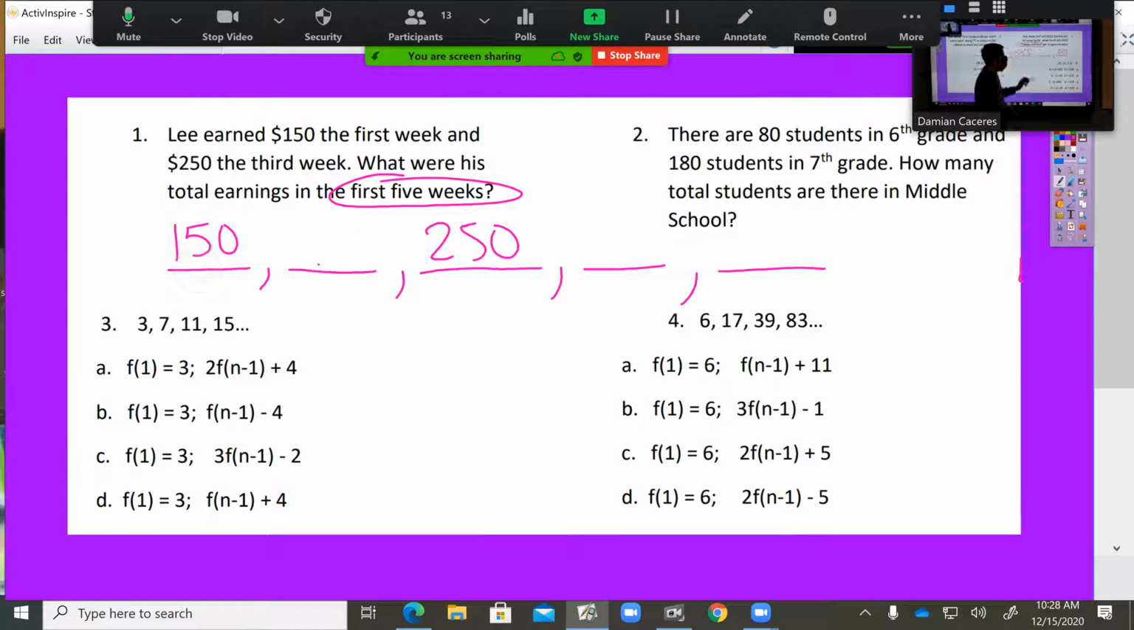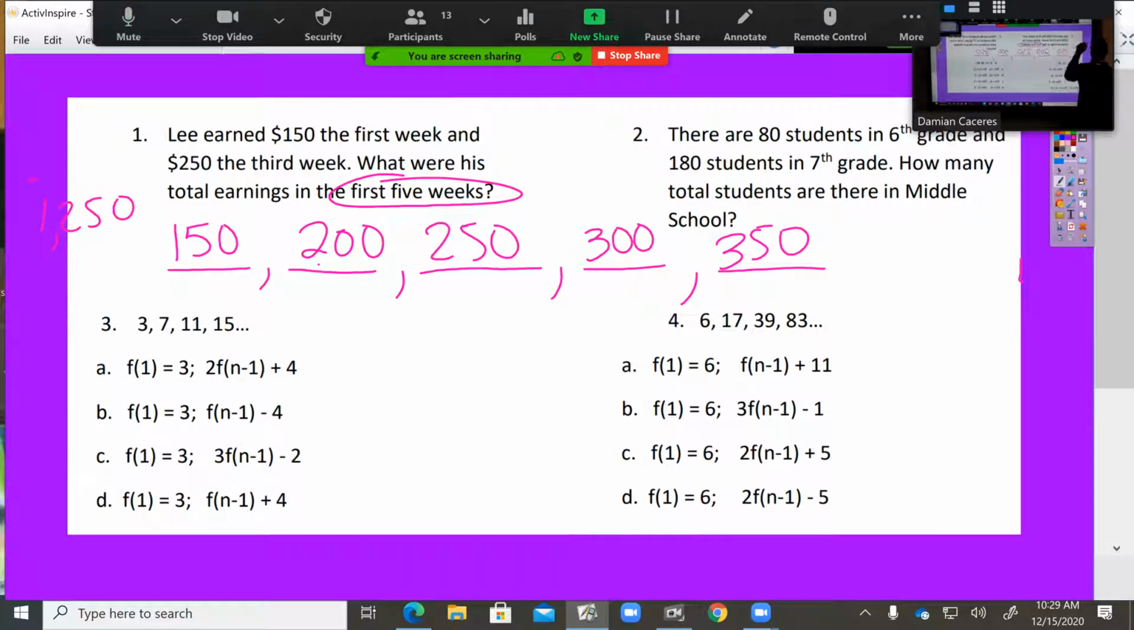So if from here to here was 100, that means the next number is only 50 more. So it will be 200 for the second number, and now we can easily see the pattern. So 250, we add 50 more, it gives us 300. We add 50 more, it gives us 350. Now, total earnings means you have to add up all these amounts, and we get $1,250.